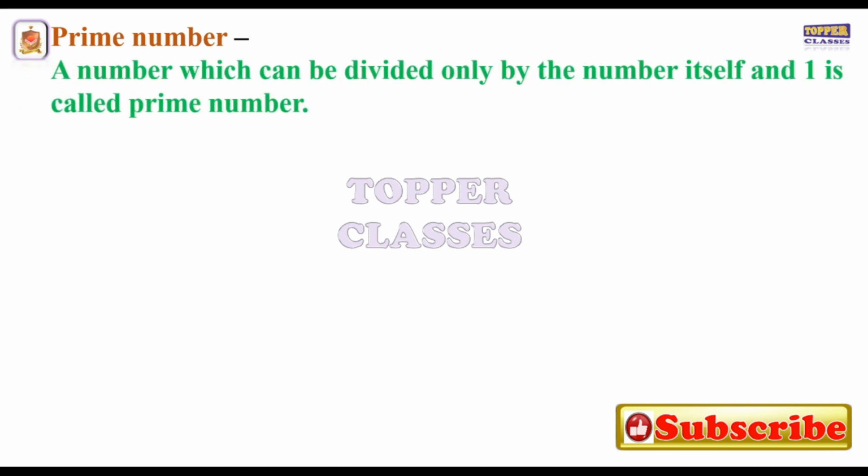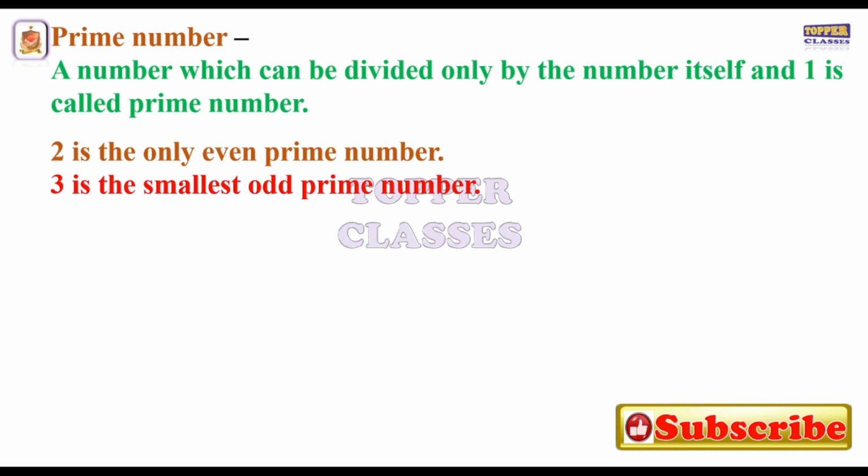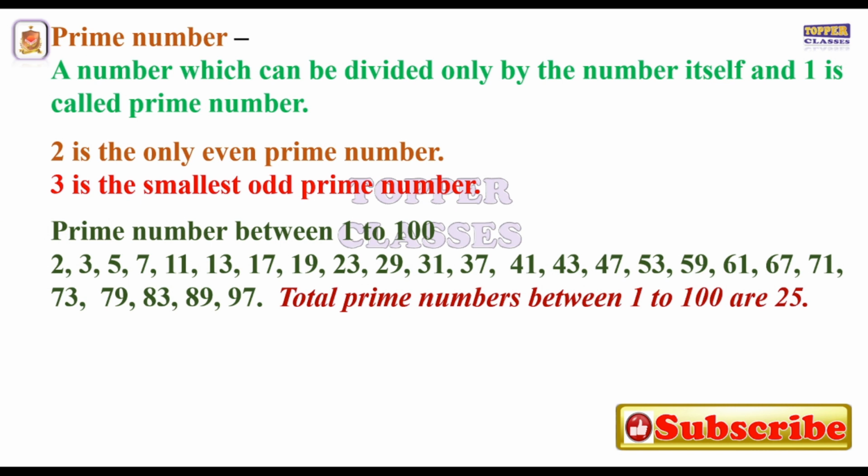Prime number. A number which can be divided only by the number itself and 1 is called a prime number. 2 is the only even prime number. 3 is the smallest odd prime number. Prime numbers between 1 to 100.